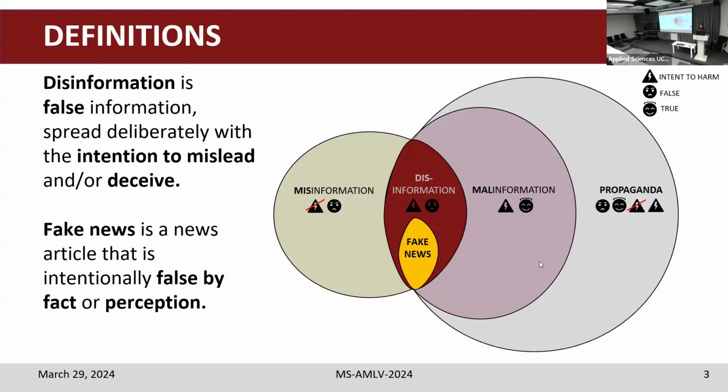It is important to establish a clear understanding of the terminology employed in our study. Disinformation is false information spread deliberately with the intention to mislead or deceive. It's different from misinformation by its harmful intent, and it is distinguished from mal-information by its falsehood. Fake news is the category within disinformation focused on news content. When fake news is developed and spread with a political agenda to manipulate the attitude and perception of people, it could be a form of propaganda. So fake news is a news article that is intentionally false by fact or by perception.